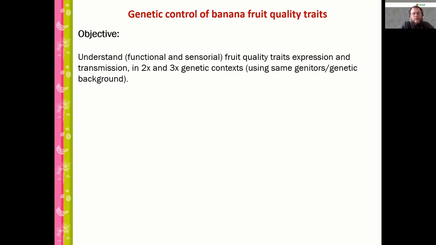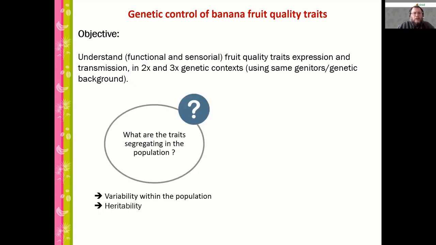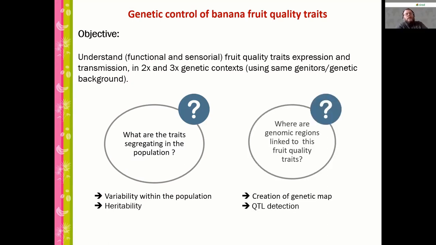And I will only talk about the diploid context today. So we have two steps. First, we have to study what are the traits segregating in the population, so to study the variability within the population for each trait and the heritability, that means how a trait is transferred from a parent to the hybrid. After that, we have to study the genomic regions that are linked to these fruit quality traits, so to detect these QTLs. And for that, we have to create a genetic map and after that perform the QTL detection.